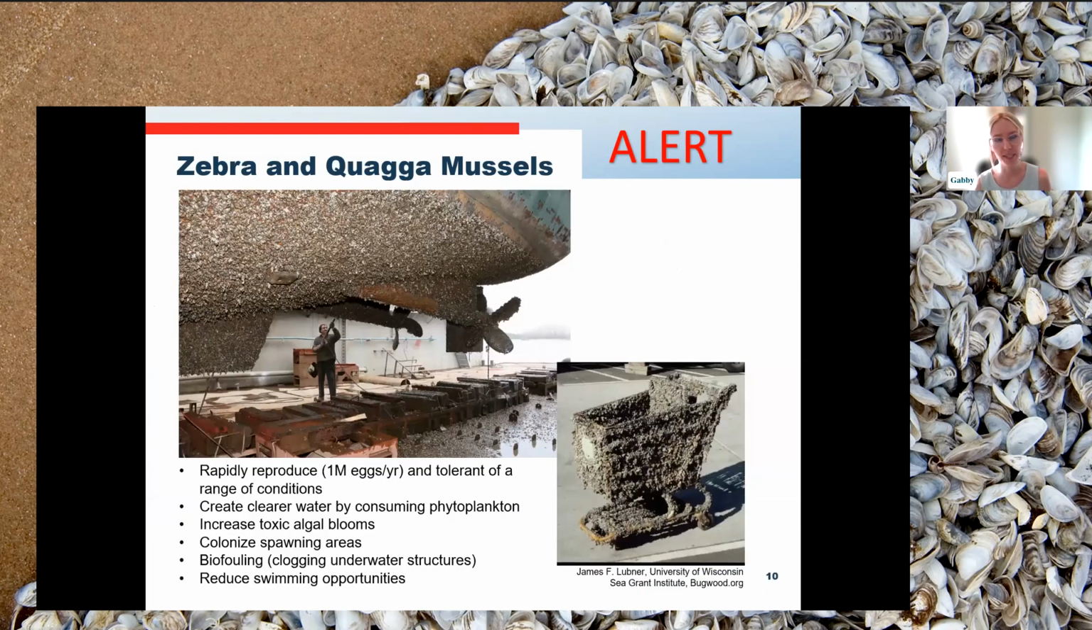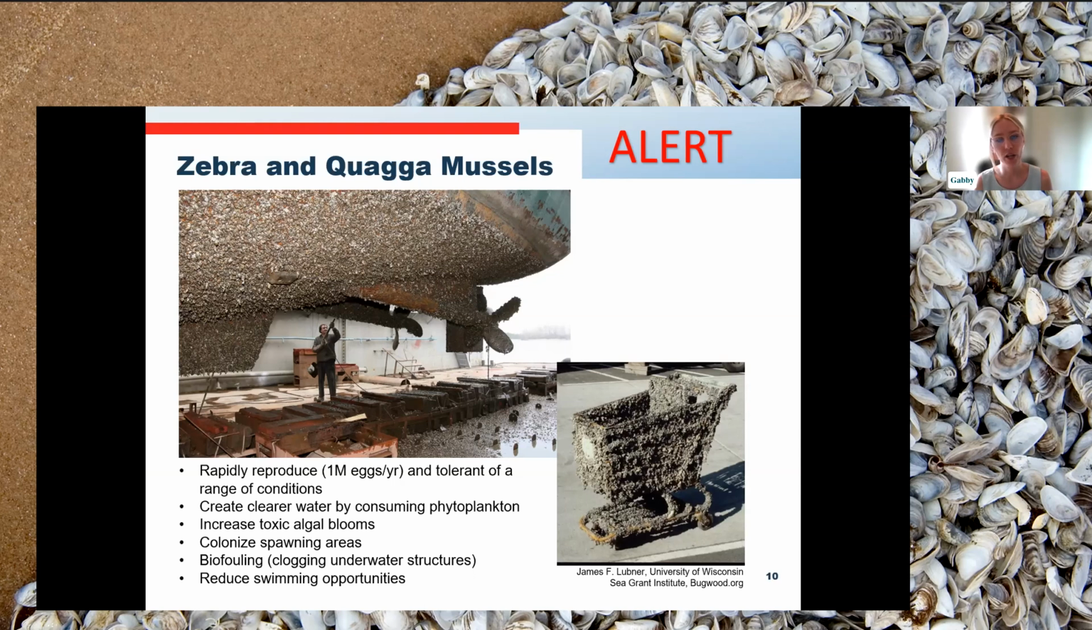So here are a few examples of what zebra mussel infestation might look like if it gets out of hand. You can see the bottom of a boat there, propellers, a shopping cart that was pulled out of some water. It's pretty bad news. So I mentioned the rapid reproduction. One female can produce 1 million eggs per year. So you can imagine just how quickly this would spread and grow.